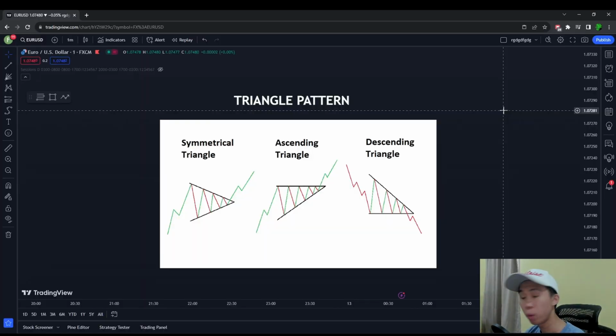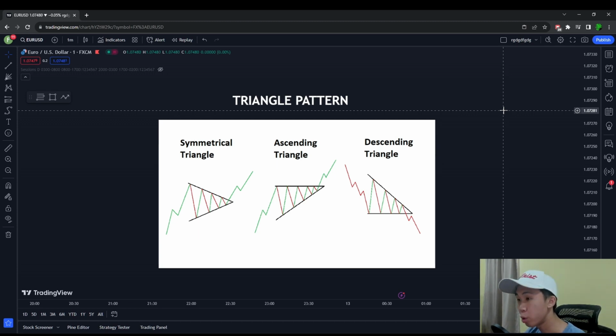So here we are with the triangle pattern. Of course, the triangle pattern is one of the most traded patterns when it comes to trading forex. But not just forex, when it comes to stocks, when it comes to crypto, many of the traders use the triangle pattern. But in this video, I won't be going through what the triangle pattern is. I'll be sharing some tips when it comes to using the triangle pattern.